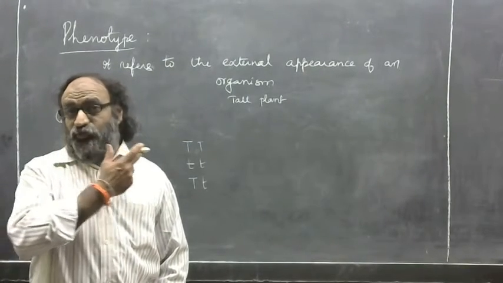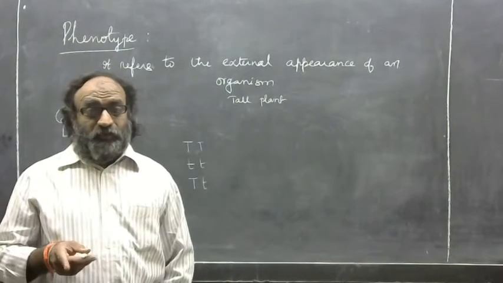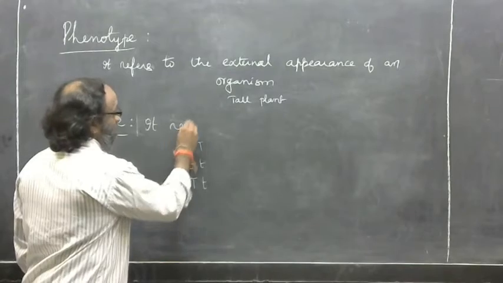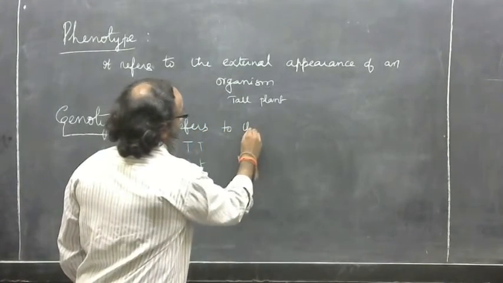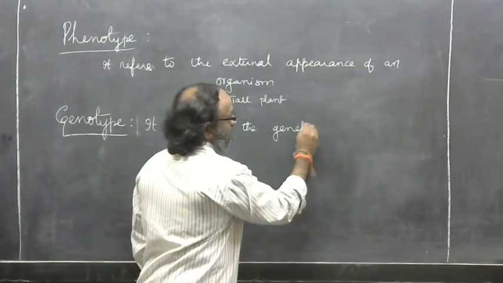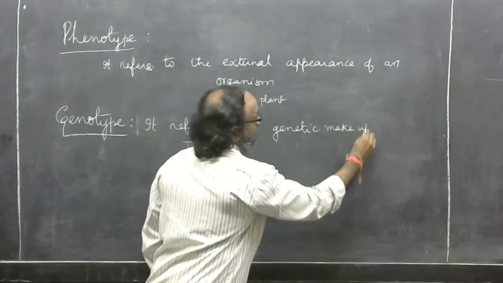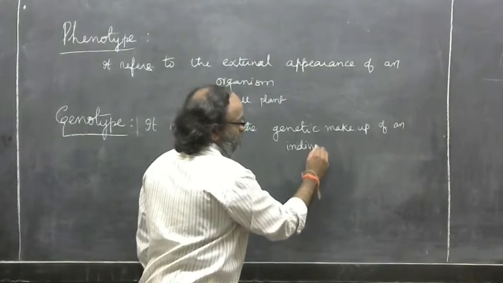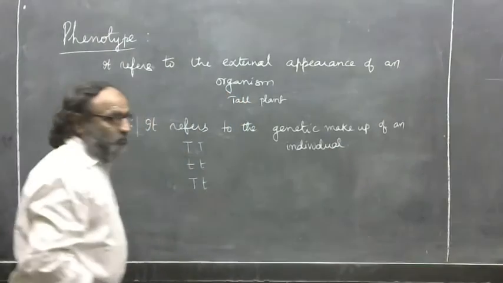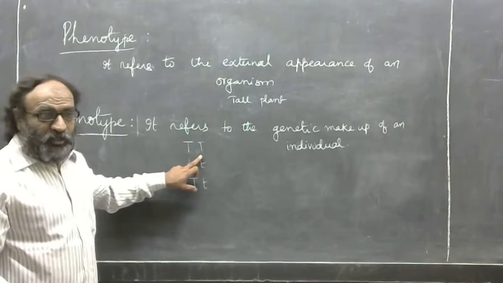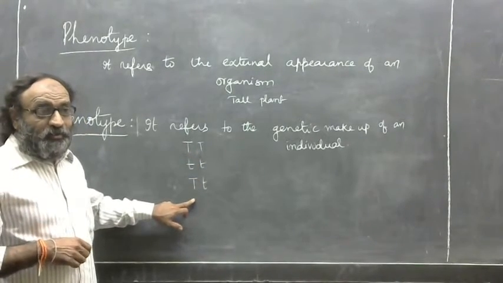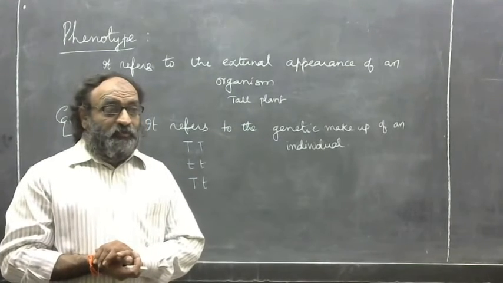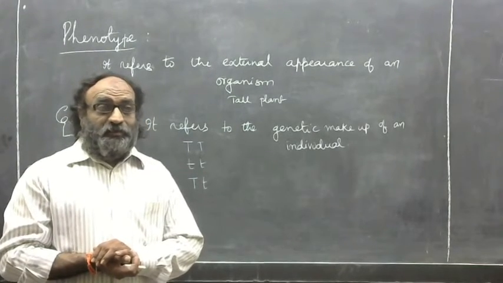The external appearance of an individual is its phenotype. So phenotype is the external appearance of an individual, whereas genotype refers to the genetic makeup of an individual or a plant or an organism. That is genotype. So stating homozygous tall, stating heterozygous tall is expressing its genotype. Stating tall is expressing the character in phenotype.